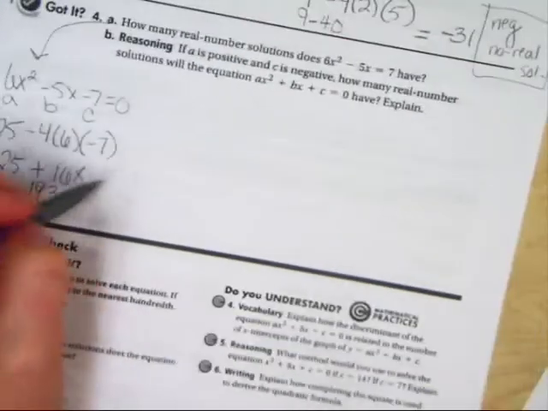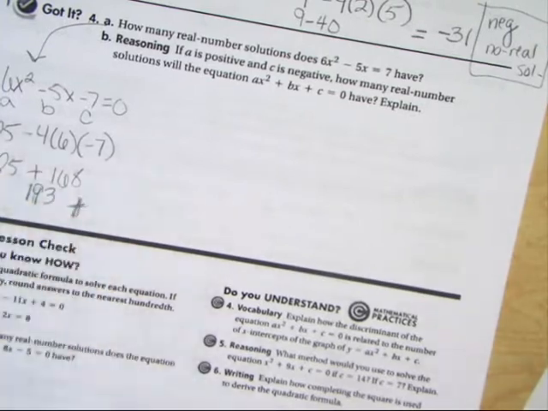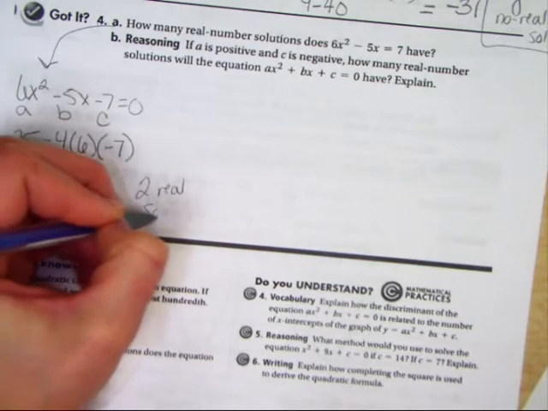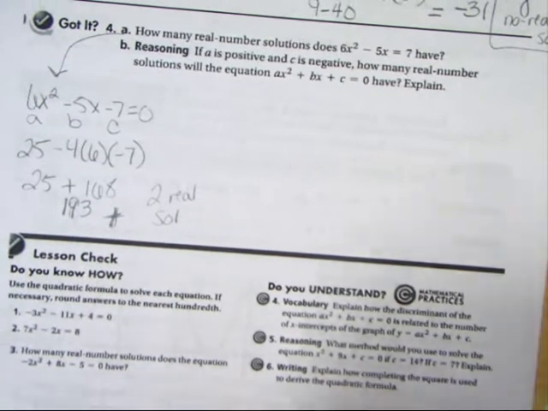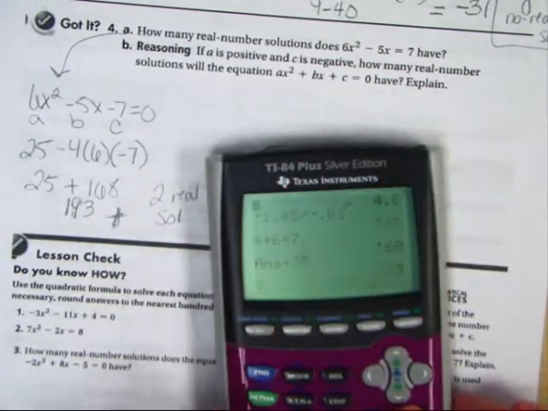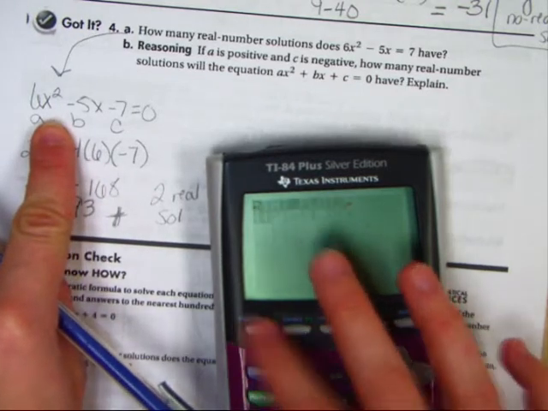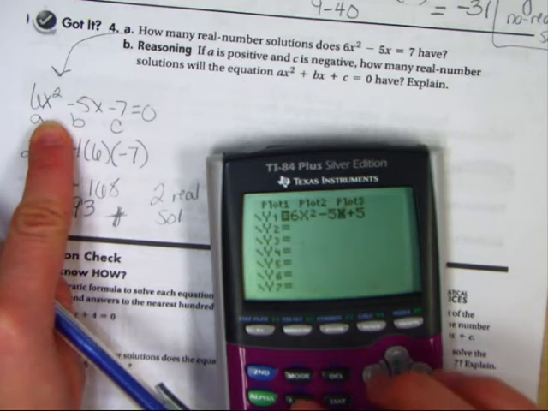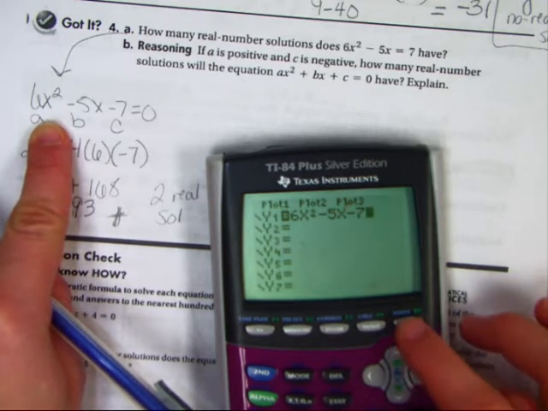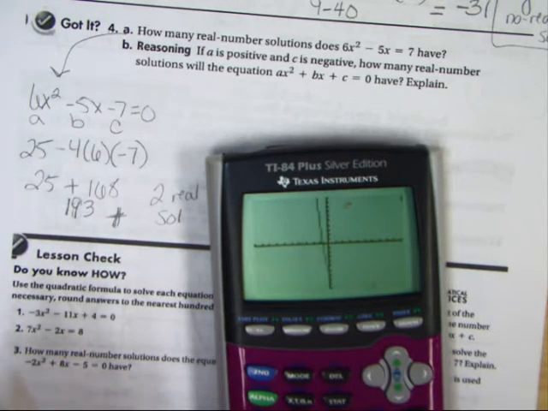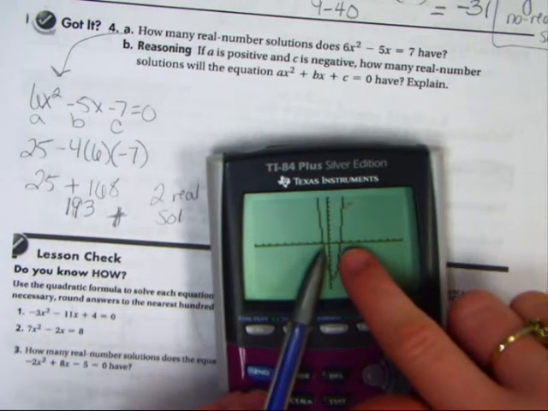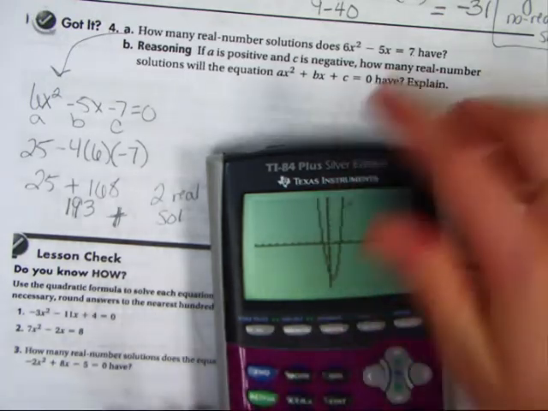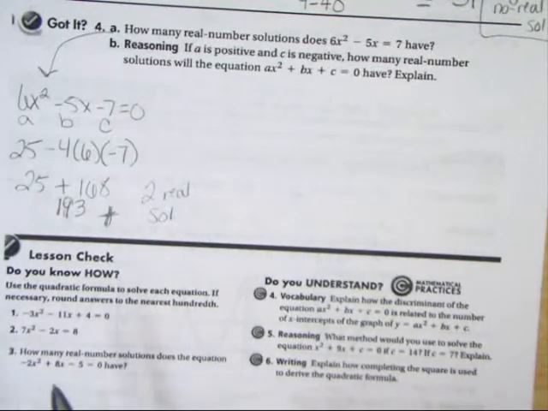And because you get a positive answer, that's all we're concerned about, the fact that it's positive, that means it's going to have two real solutions. You want to see it? Graph it and prove it. Graph the part that you set equal to 0. So 6x squared minus 5x minus 7. Ready to watch it graph? It crosses 2 times, here and here. Now if I asked you to solve it, you'd have to go for the whole quadratic formula to do so.